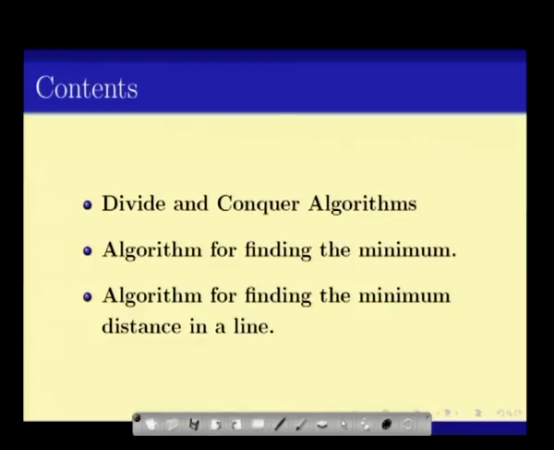Welcome to the UGC lecture series in computer science, and the topic is algorithms. Today we will be doing divide and conquer algorithms, and using that same technique of divide and conquer, we will be looking at algorithms for finding the minimum and finding the minimum distance in a line.